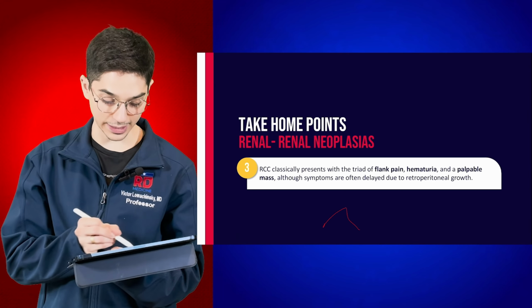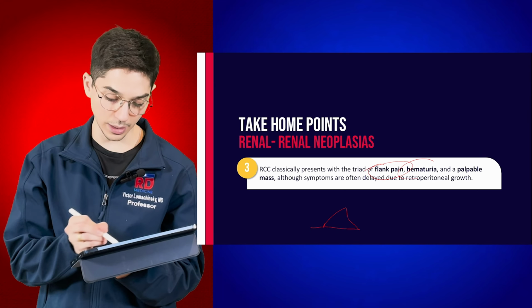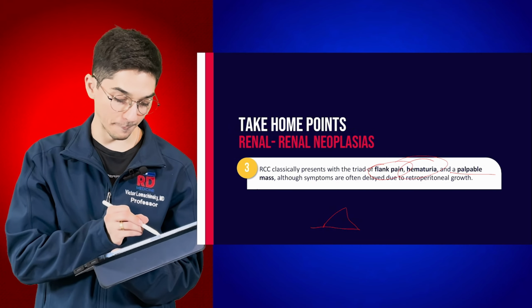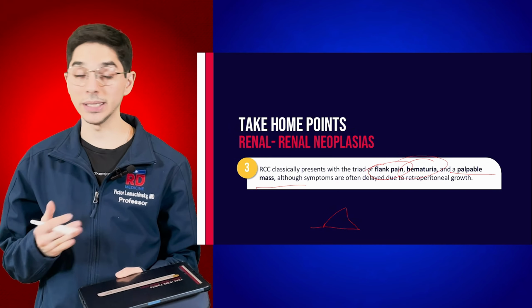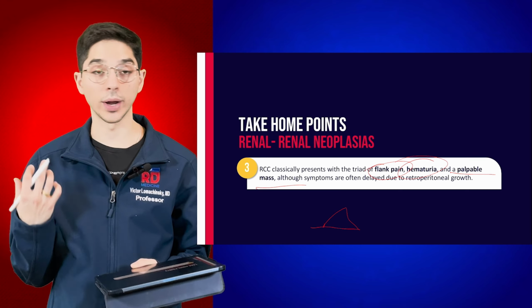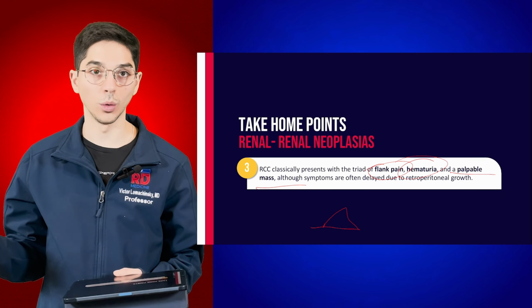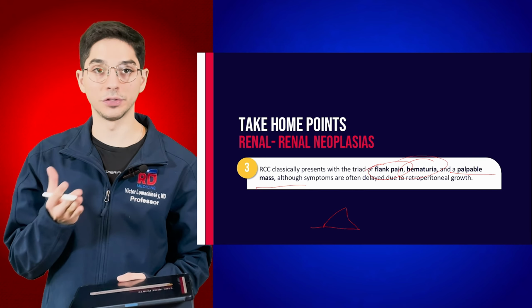Well, how does renal cell carcinoma present? We talked about a classic triad of flank pain, hematuria, and palpable mass. Those symptoms can be delayed because kidneys are located in the retroperitoneum, so they have space to grow before you even see the first symptoms.